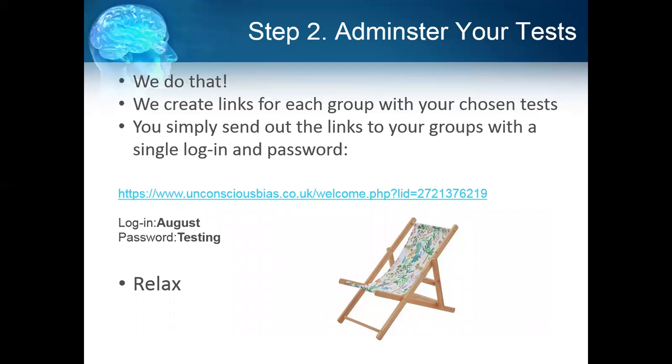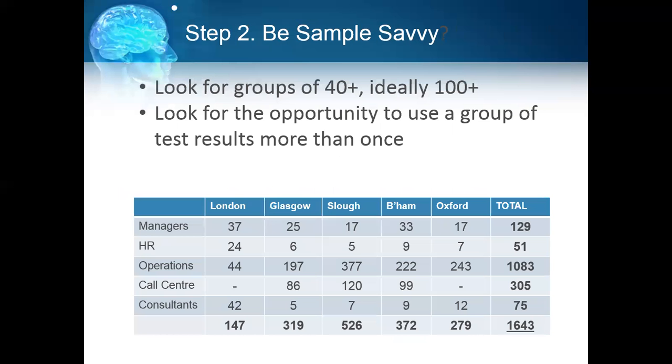And so the second step is simply administering your tests. The good news is we do that. So what we do is we provide you with a link to each of those samples. So if I go back a slide, for example, you might have a link for the HR people in London, a link for the HR people in Glasgow, in Slough. So you could end up in this circumstance with 25 different links.